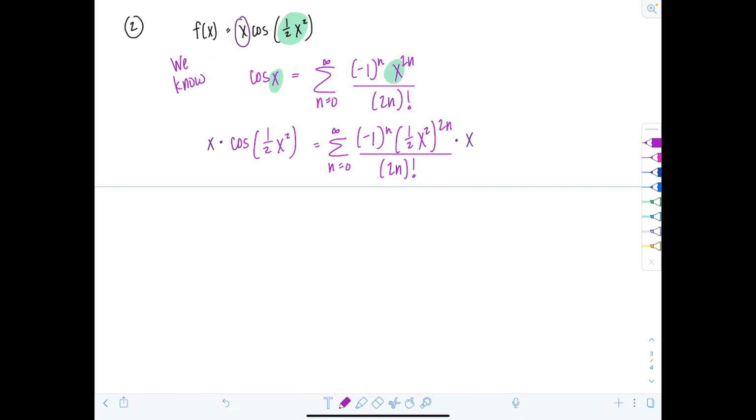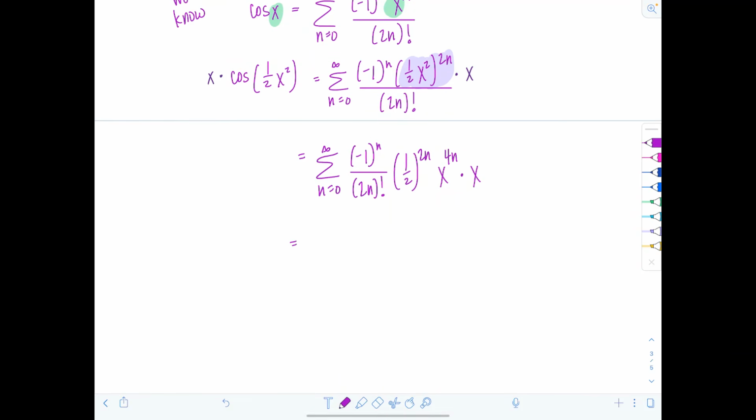Okay, now it's cleanup time. So we've got the sum, n equals 0 to infinity, negative 1 to the n. Let me put it over 2n factorial because all the spicy action is going to happen right here. I'm going to distribute the 2n through. So we have here 1/2 to the 2n, and then x squared to the 2n is going to be x to the 4n, and then I have another x. Do you agree?